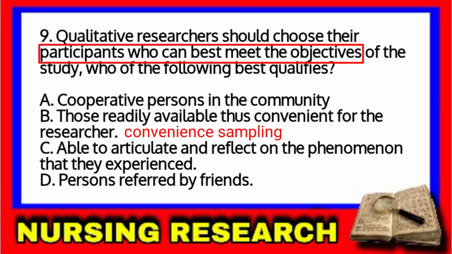So yung letter D naman, persons referred by friends. Okay, by referral naman po ito. So itong letter D natin, this is the snowball sampling. So, snowball sampling selection of additional respondents. So, pag sinabi po natin snowball sampling, it is based on referrals from the initial respondents or referrals from friends of friends. Okay, so again, so yung letter D natin, that is the snowball sampling. So, hindi po siya qualified dito sa ating pinipiling participants who can best meet the objective of the study.